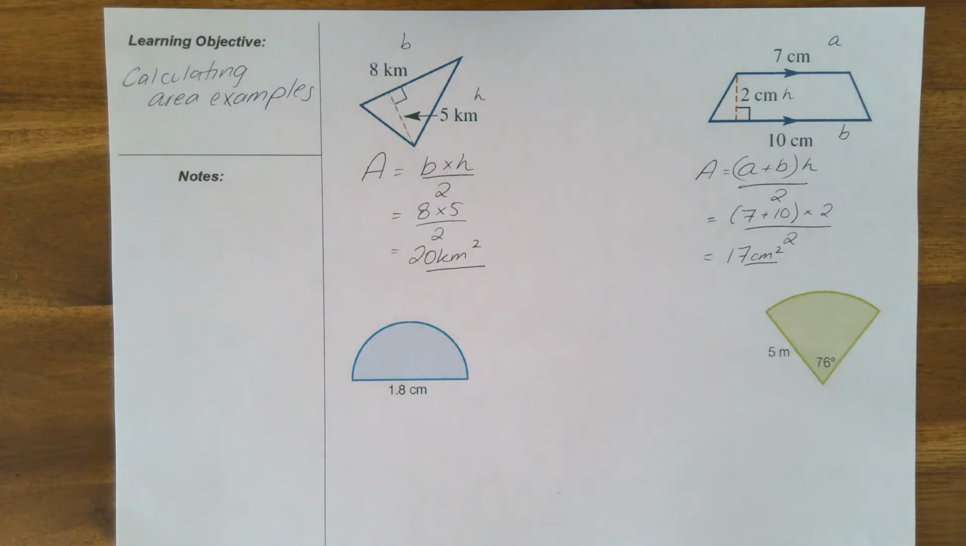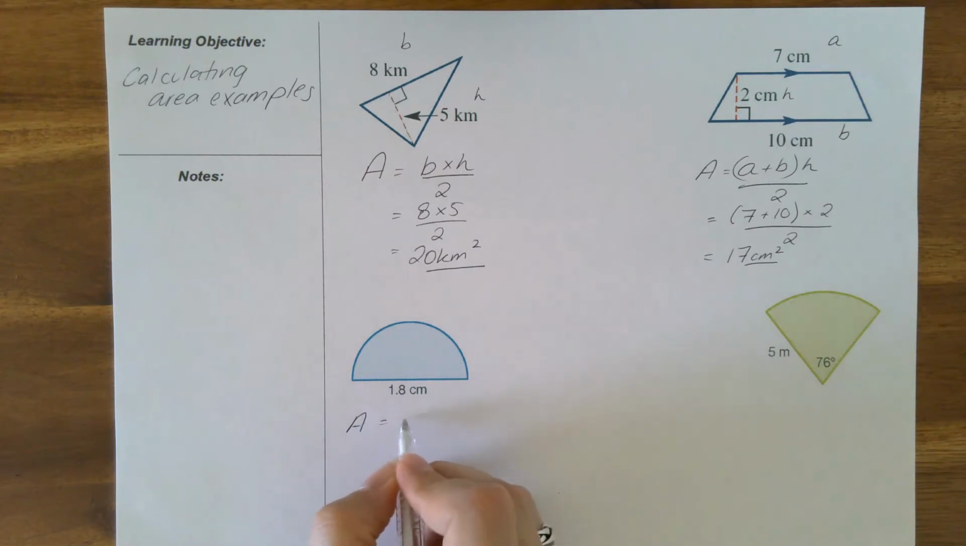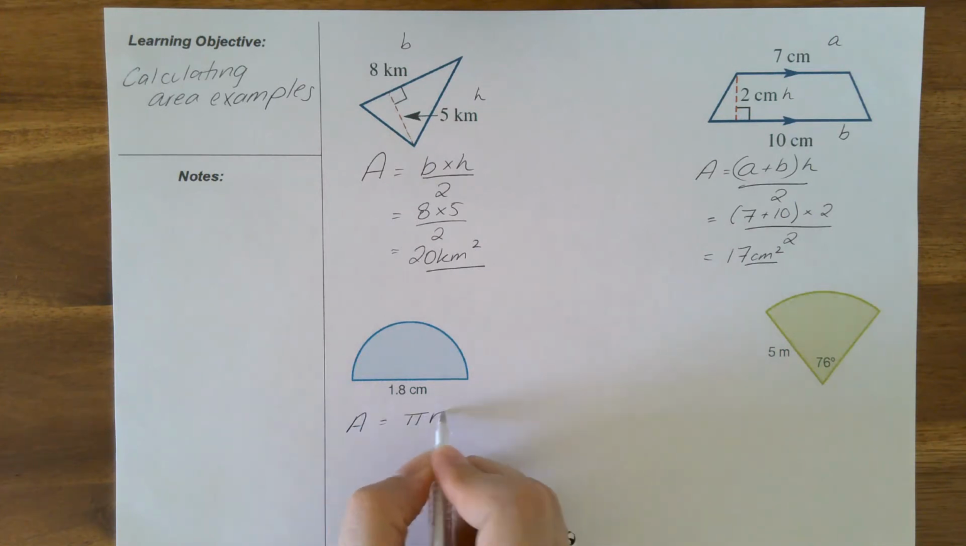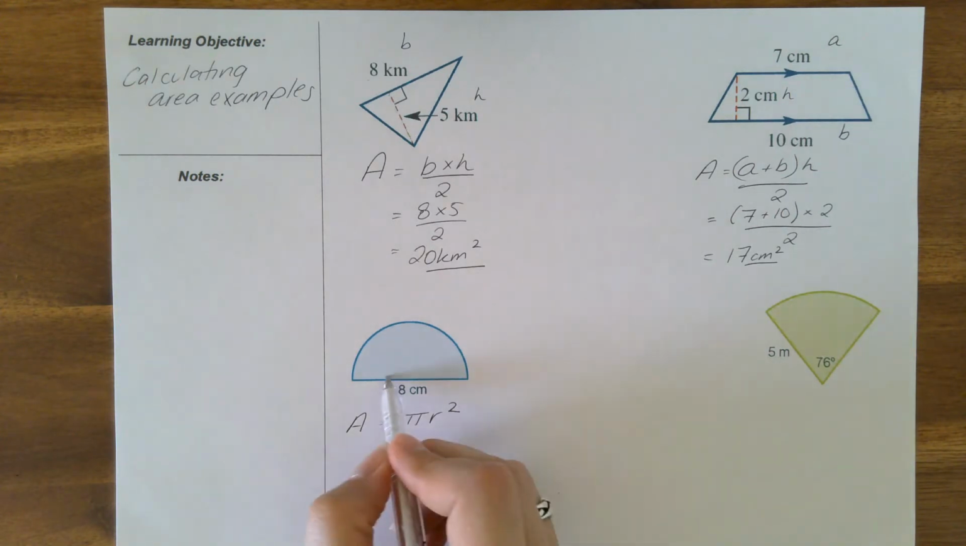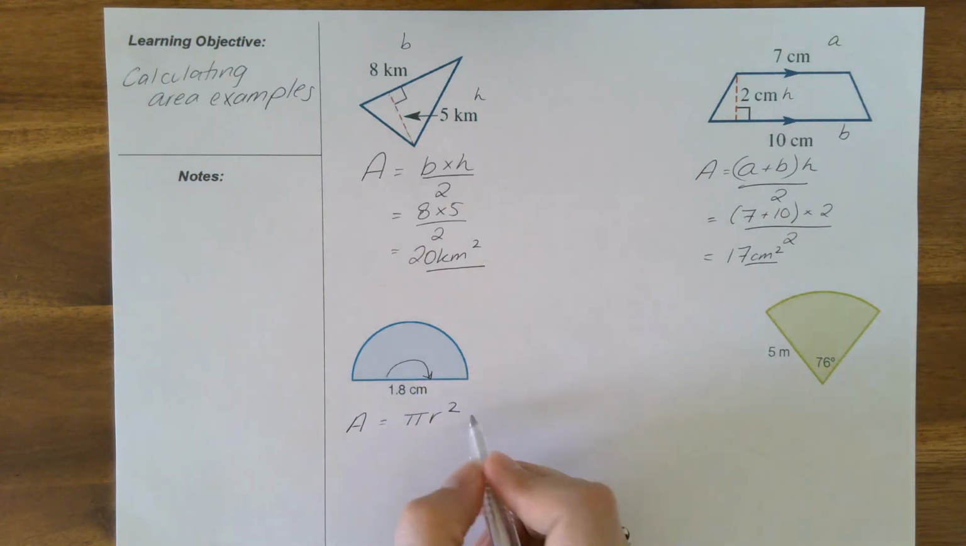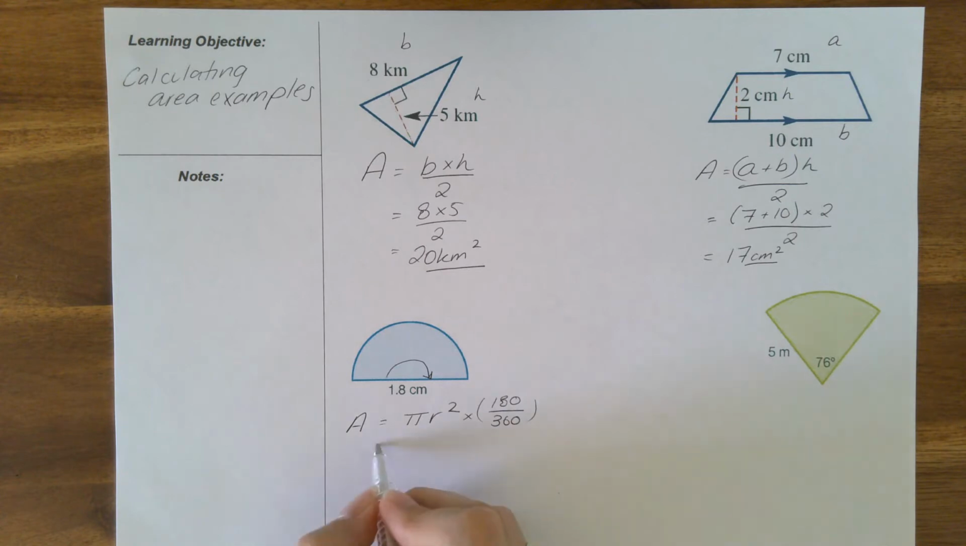We have a half a circle. Now we know that if we have a full circle, our area rule is pi r squared. And in this case, we know that we've got 180 degrees working here. So we could say multiply by 180 degrees divided by 360, okay, which is like a half, because we are working with a half a circle.